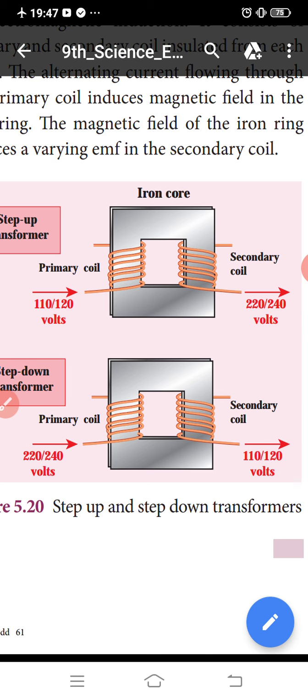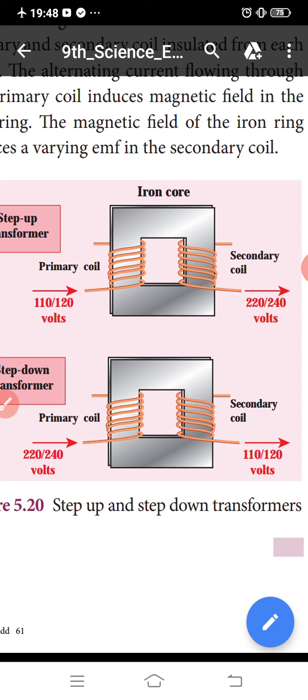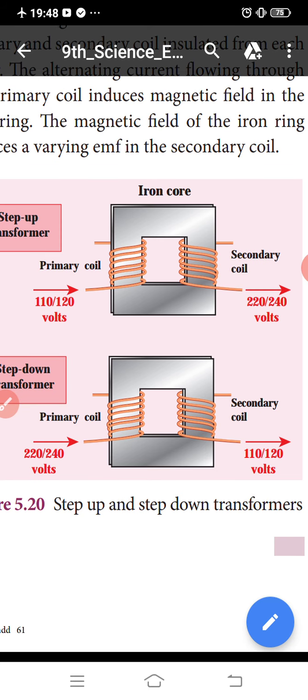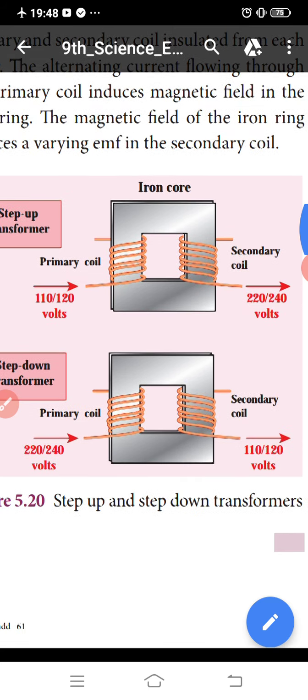The formulas pertaining to transformers are given in the following equations. Number of primary turns Np divided by number of secondary turns Ns is equal to primary voltage divided by secondary voltage. The second one: number of secondary turns Ns divided by number of primary turns Np is equal to primary current Ip divided by secondary current Is.